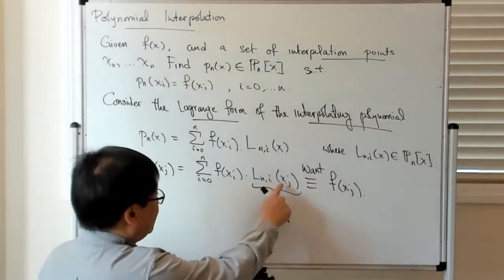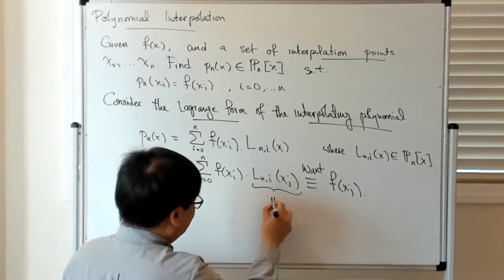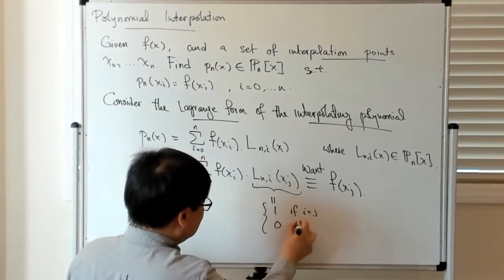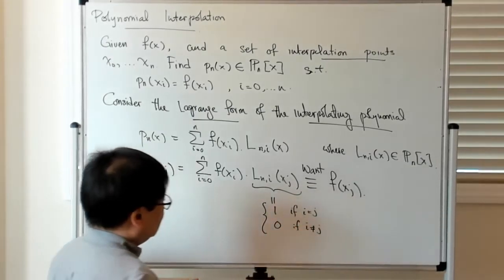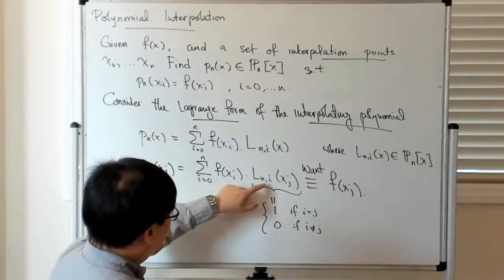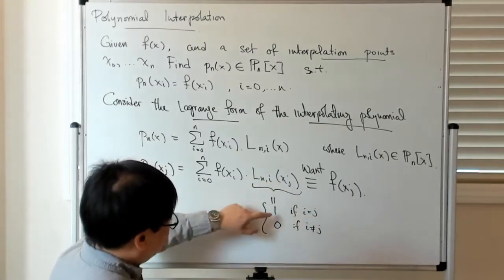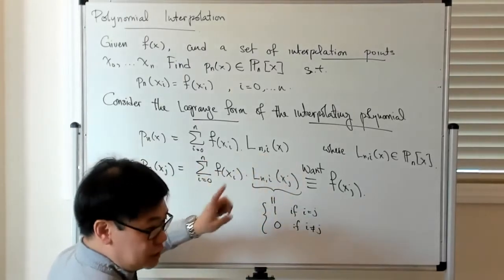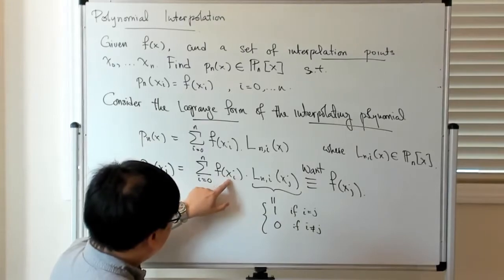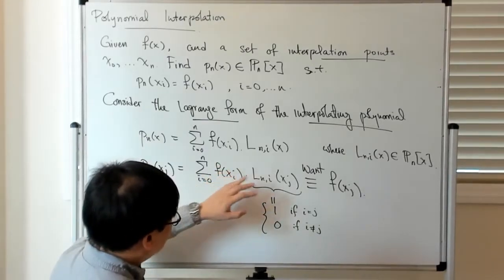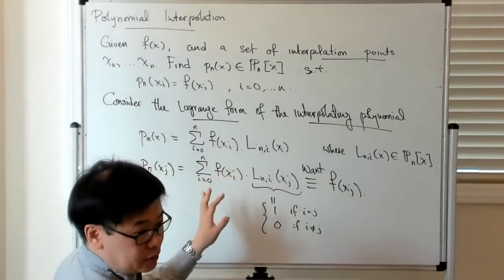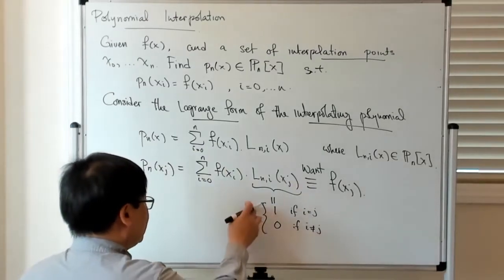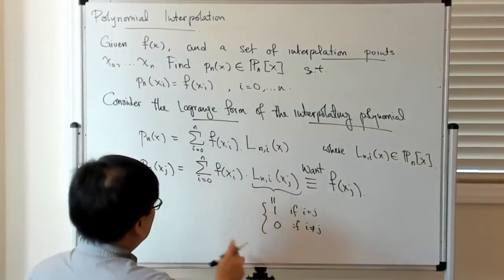So you have L n i evaluated at xj, and you want it to be 1 if i is equal to j, and 0 if i is not equal to j. It's easy to convince yourself that if you have this property, then this sum collapses to just one term: f evaluated at xj is the only one which is going to be multiplied by 1. All the rest will be multiplied by zeros. And so this sum collapses into f evaluated at xj. So if you can construct a polynomial with this property, then you're done.